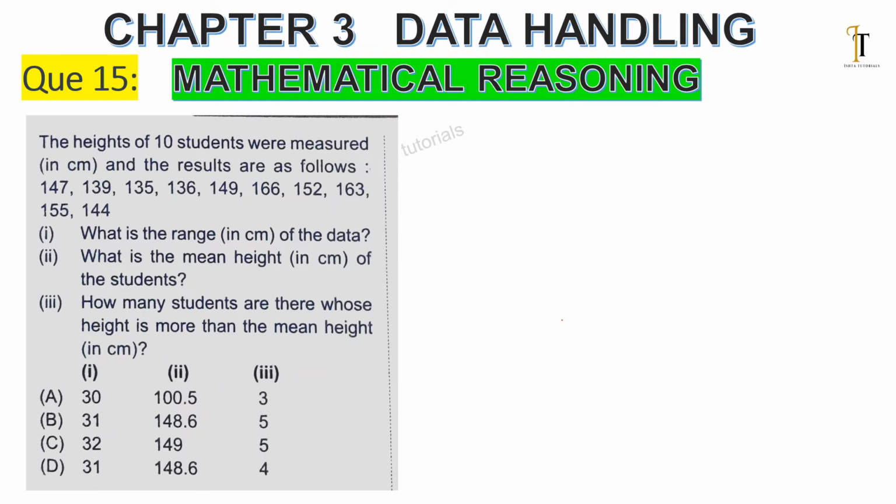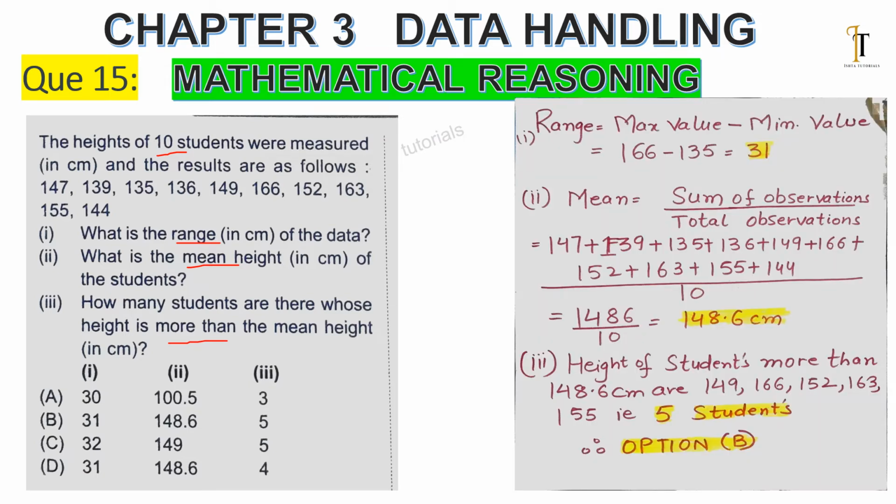Question number 15. The heights of 10 students were measured and the results are as follows. What we need to find in the first part? First is the range, second is the mean, and third, how many students are there whose height is more than the mean height. Okay, so students, first of all, what is range?